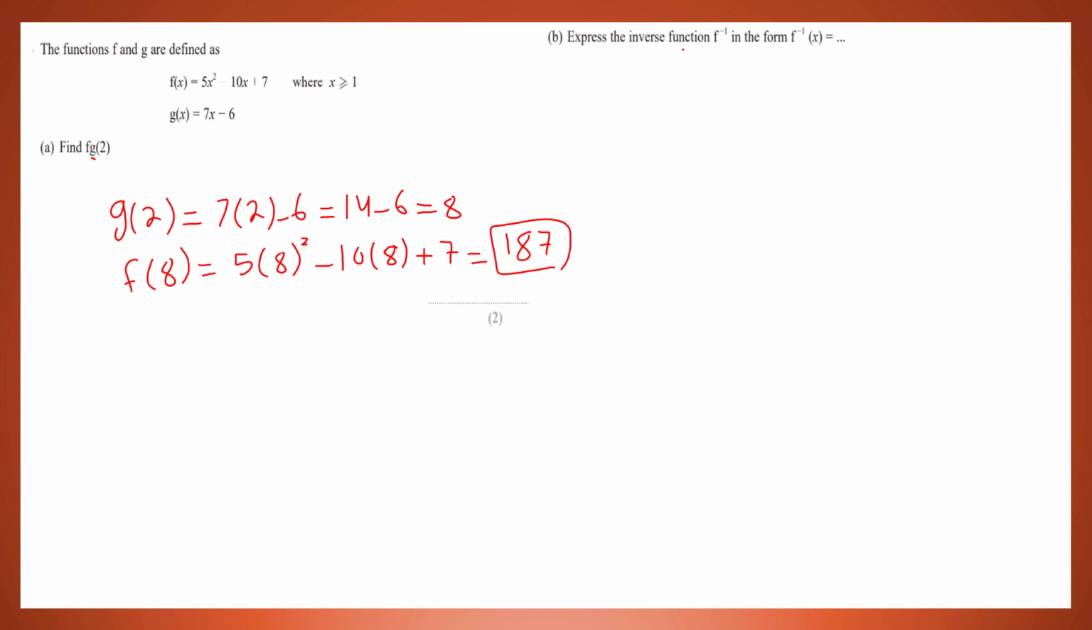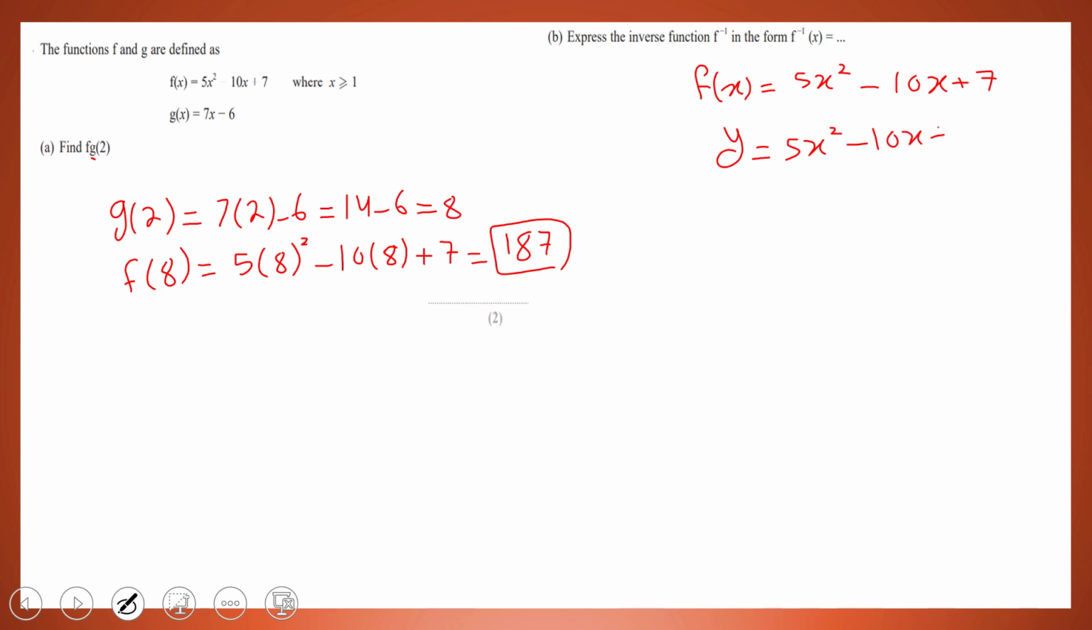We need to express the inverse function f inverse in the form f inverse of x. So f is a quadratic function, as I mentioned in previous examples in the same video here. So what do we do in this case? Since it's a quadratic, so this is only minus, not plus. So we will need to find the inverse, so it will be y equals 5x squared minus 10x plus 7.